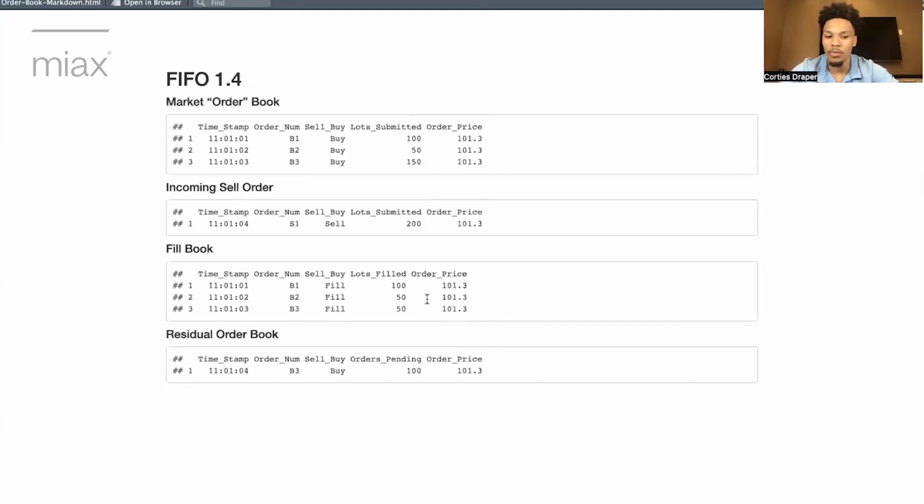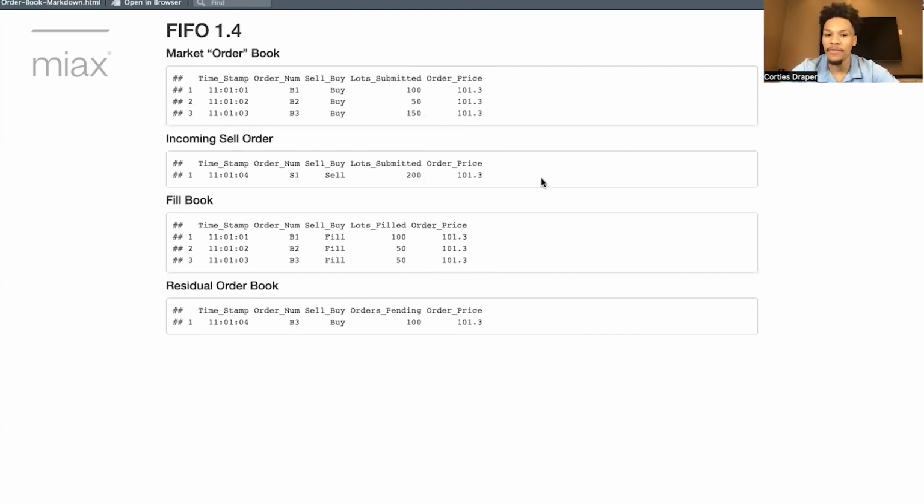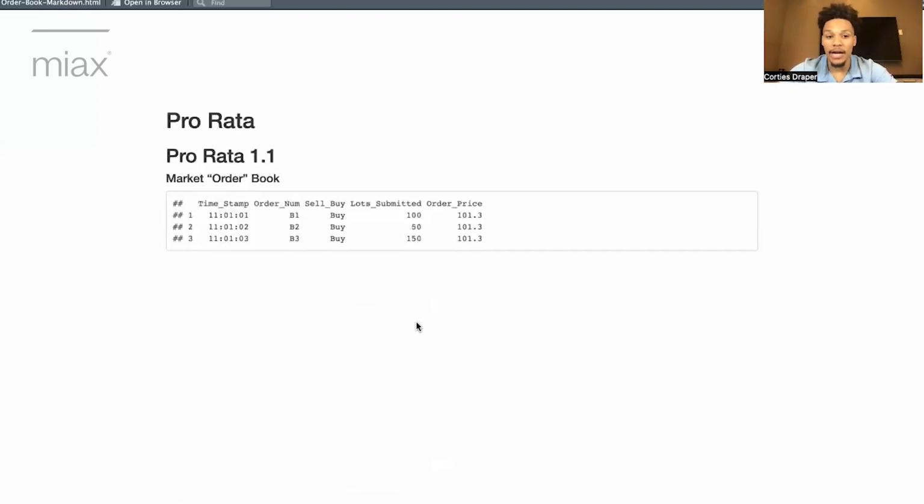We see a residual order book of 100 lots. Understanding the dynamic of FIFO, it took this 200-lot incoming sell order and attacked our order book from first to last, from the oldest order to our last one. It did the full 100, the full 50, and whatever was left over, which was 50, got executed against our last order. We then have a residual order book of 100 that will get filled with the next incoming sell order. And that's FIFO. Now let's look at ProRata.